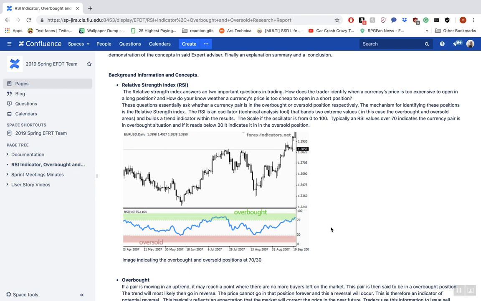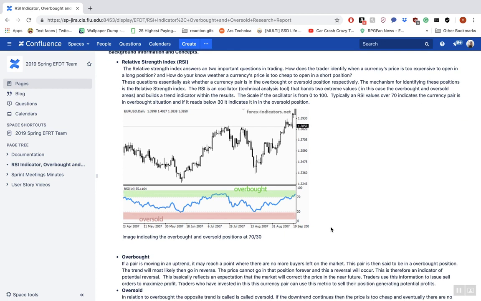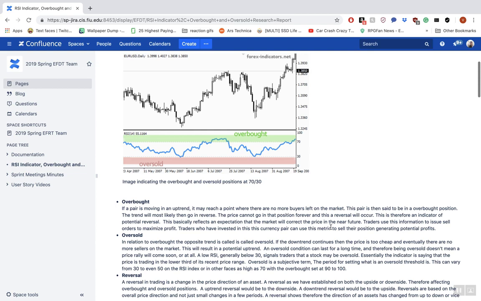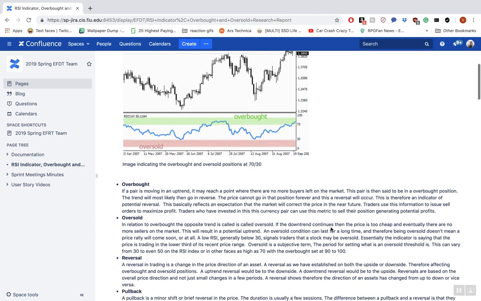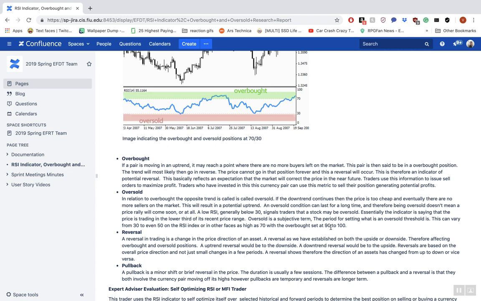Well, typically what this information indicates is that if it's in an overbought position, it means that the pair is moving in an uptrend, and it may reach a point where there are no buyers left in the market. And that's basically the general definition of the pair is said to be in an overbought position. And what that means is that the trend will most likely go in reverse, since it can't head upwards forever. There will eventually be no buyers left in the market, and that would be a paradox, or can't work. No trend can go upwards forever.